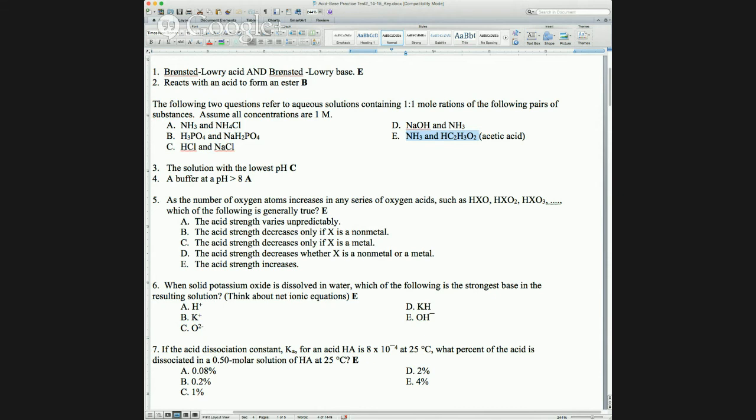Then it is the weak base plus its conjugate acid. That's going to be a buffer. It's going to be a little bit higher than neutral, whereas the other is a little bit lower than neutral. So this is a little bit higher. And then a strong base plus a weak base is definitely going to make it very basic. So that's going to be the highest pH.